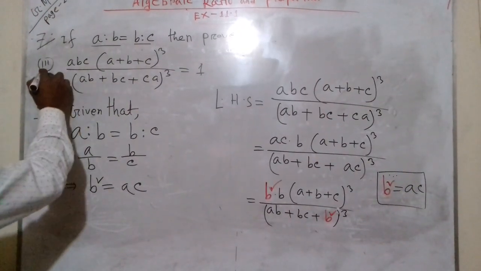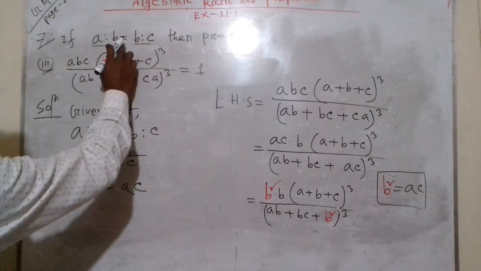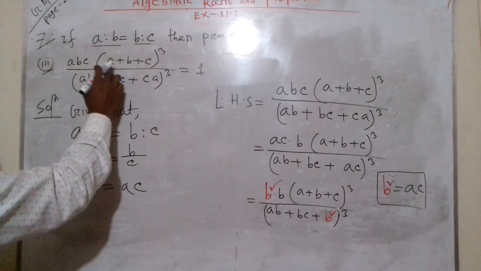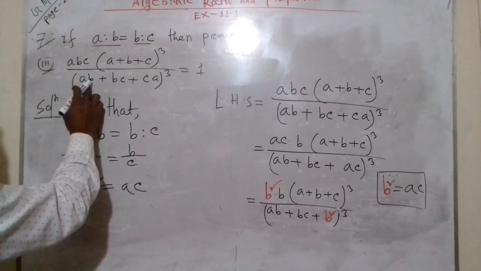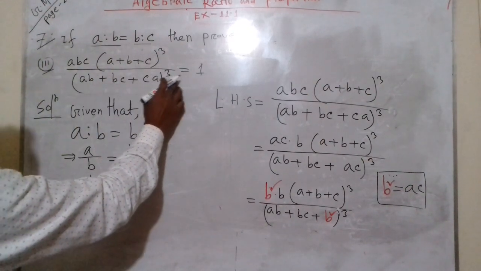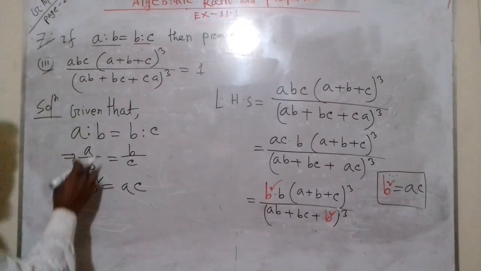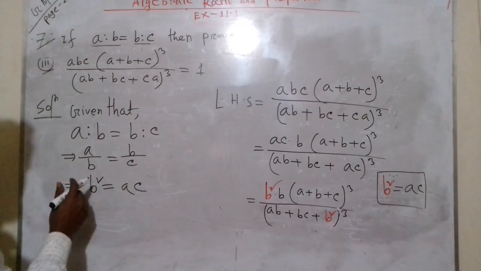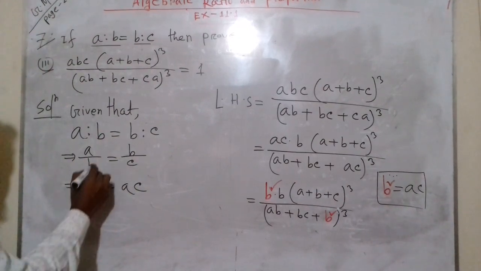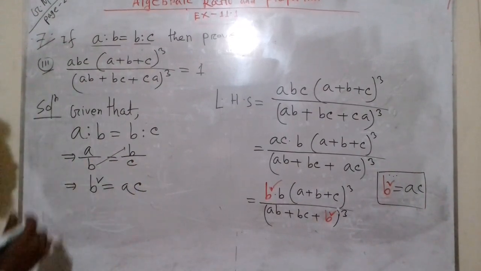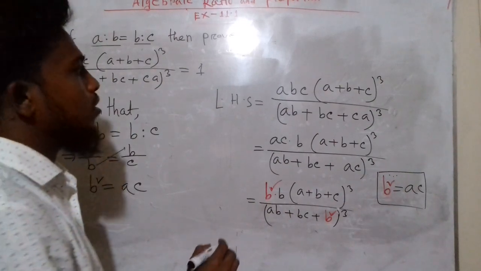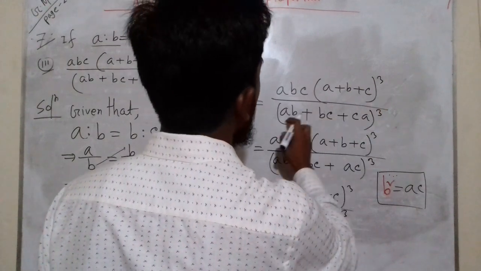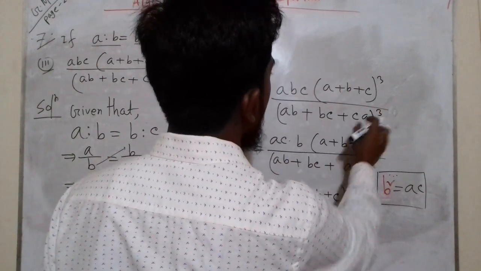Problem 7 of 3. If a is to b equal to b is to c, then prove that abc into a plus b plus c whole cube divided by ab plus bc plus ca whole cube equal to 1. So given that a is to b equal to b is to c, so a by b equal to b by c. Now we cross multiply, b square equal to ac. So left hand side, abc into a plus b plus c whole cube divided by ab plus bc plus ca whole cube.